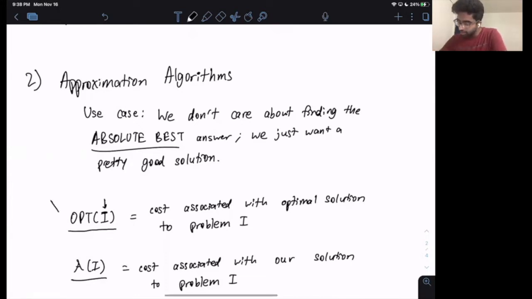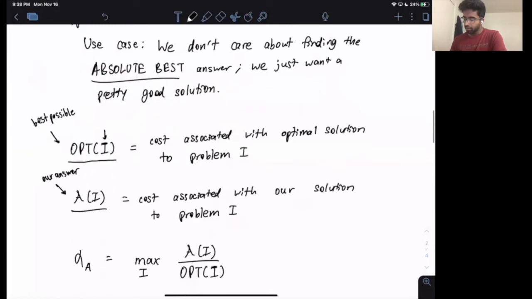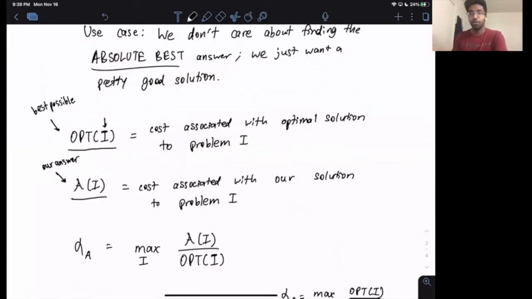So again, this is the best possible, and A of I is our answer, the cost associated with our answer. So the value that we care about is the ratio between them, essentially, right? So this ratio is going to tell us how far off we are from the optimal value. And again, to make it really clear, this is for a minimization problem.